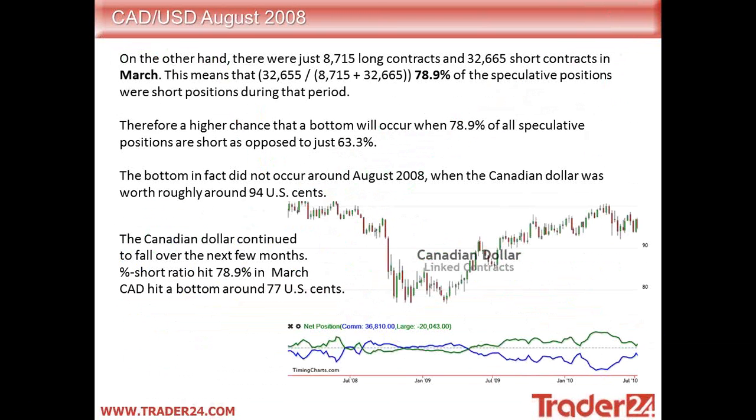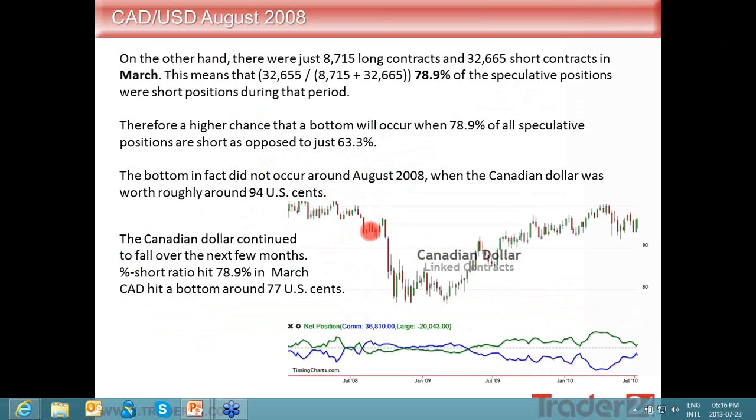The bottom in fact did not occur around August 2008, which was on this chart itself. So it didn't happen at this point. It actually eventually bottomed out here, which coincided with our 79%. The Canadian dollar continued to fall over the next few months. The percentage ratio went to 79% in March. The CAD hit a bottom around 77 US cents, and that's basically when we saw our upshift here.